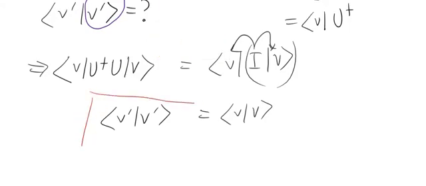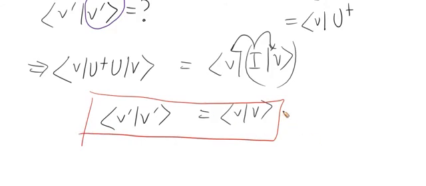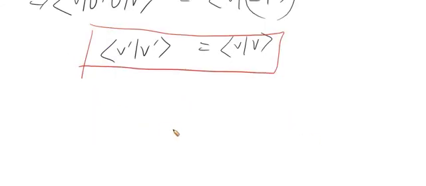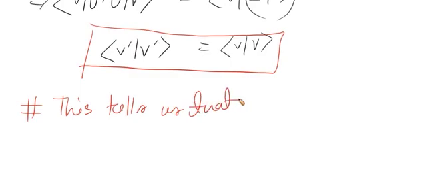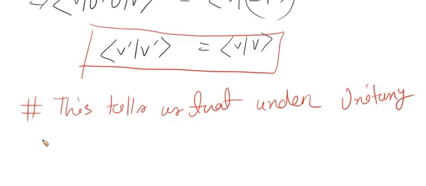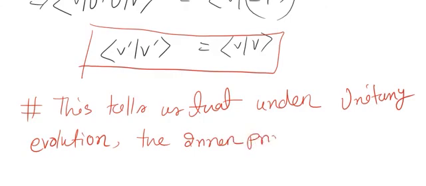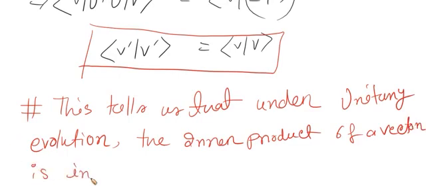So this is a very important thing to notice. Why? Because this tells us... so what does this tell us? Okay, let's write it down. This tells us that under unitary evolution, we are calling it an evolution, but you can also call it a transformation, the inner product of a vector is invariant.